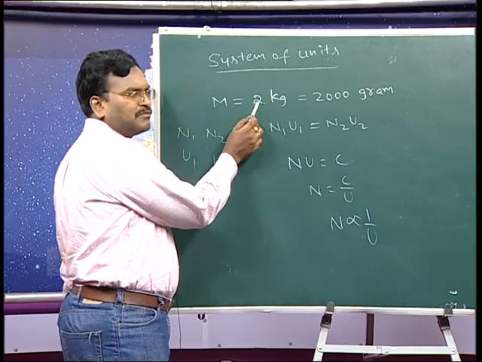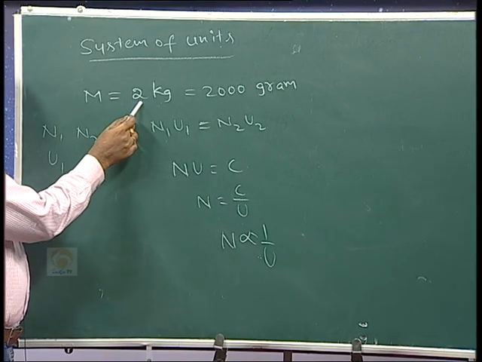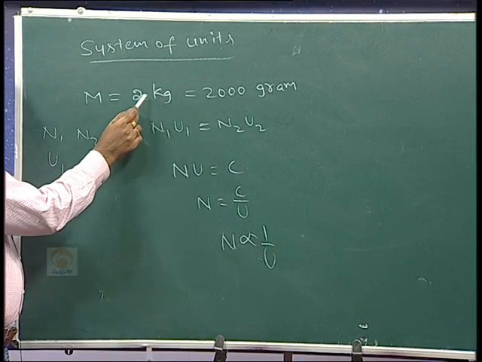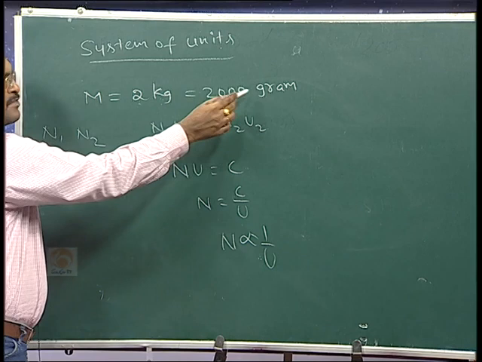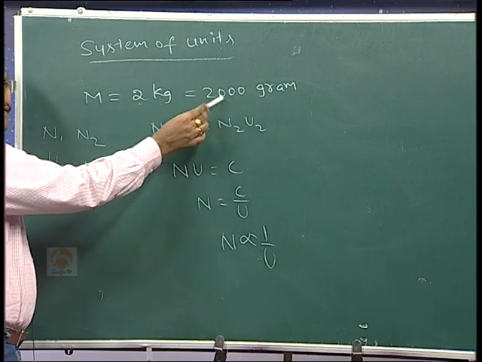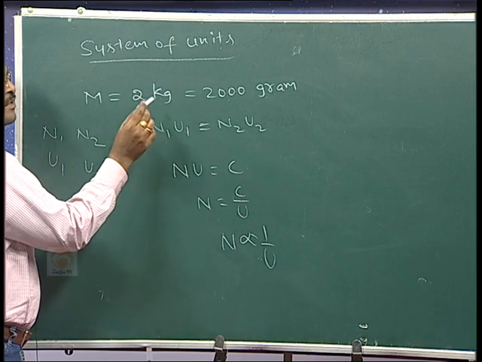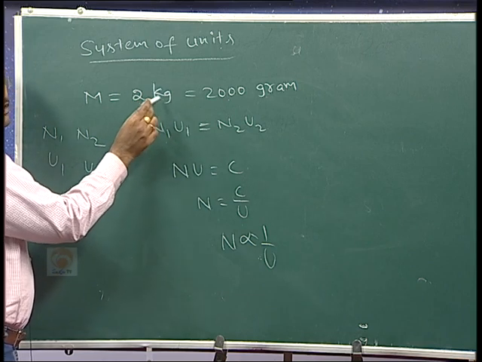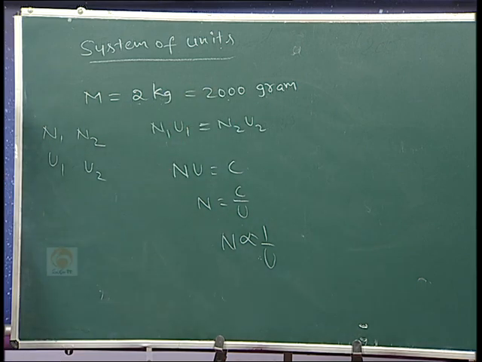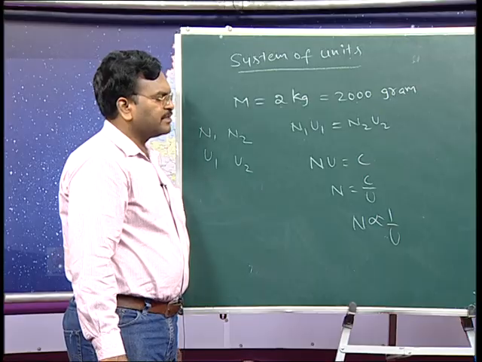You understand this example? Here 2 is the numerical value, kg is the unit. Unit is more, numerical value is less. 2000 grams: gram is the unit, it is less, and the numerical value is more. Less is the numerical value, more is the unit. More is the numerical value, less is the unit, like that. So what is the relation between unit and numerical value? Inversely proportional to each other: n is proportional to 1 by u, like that.